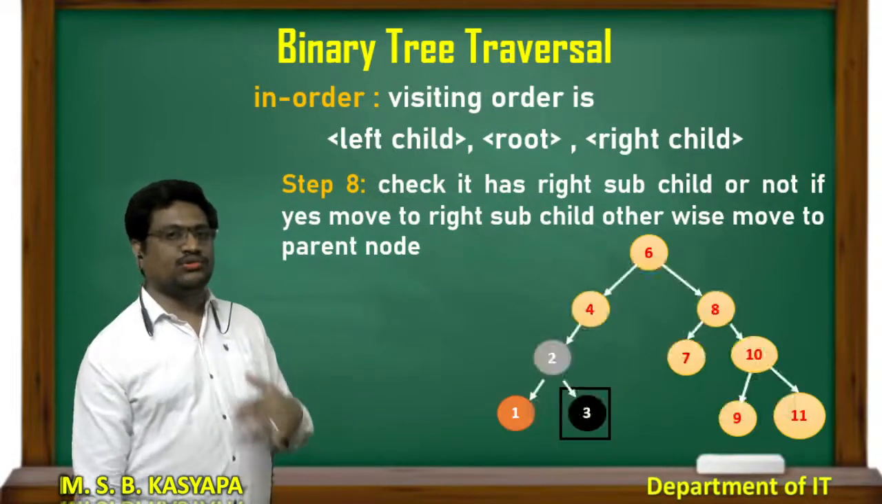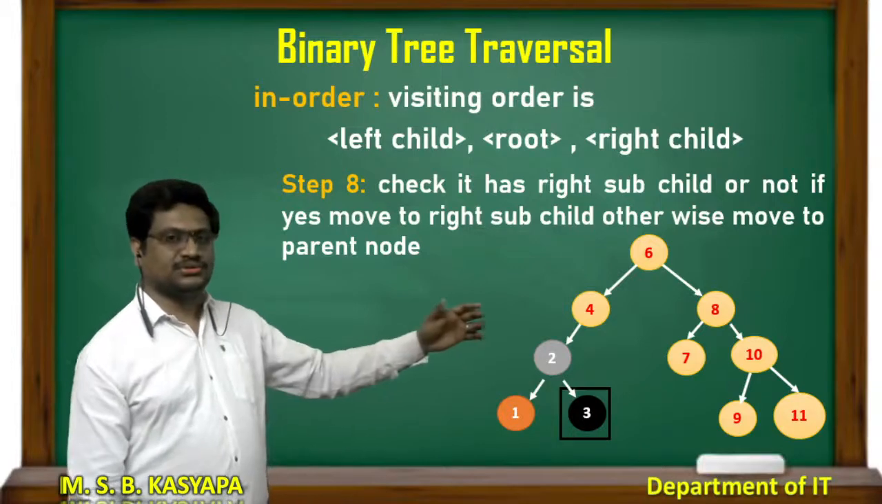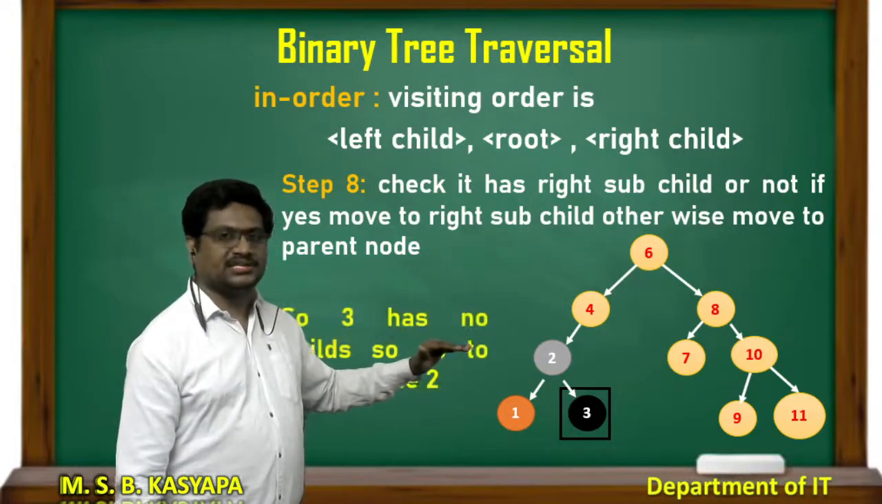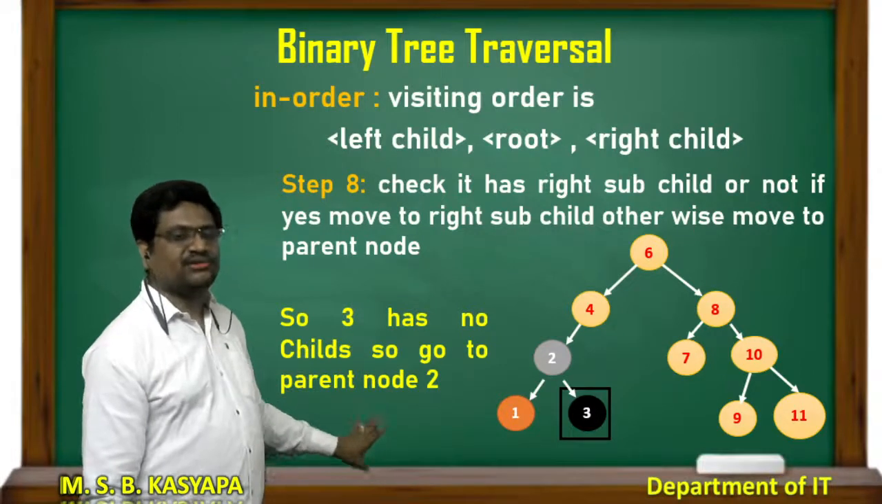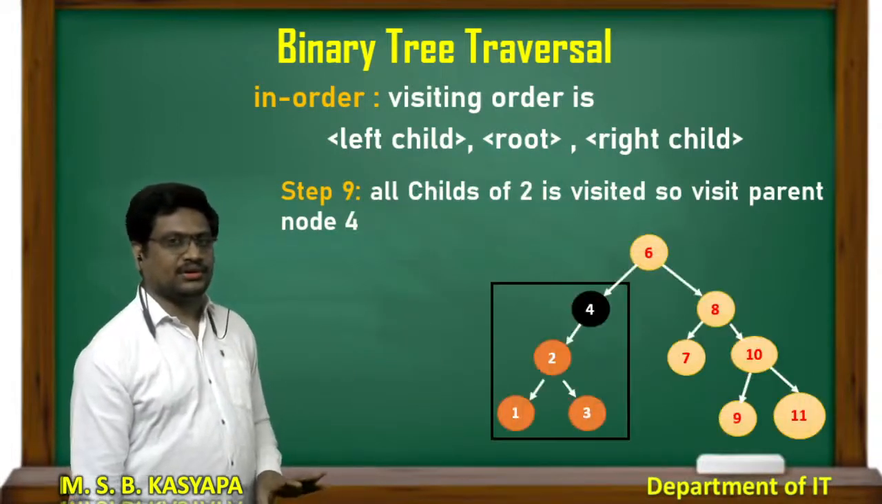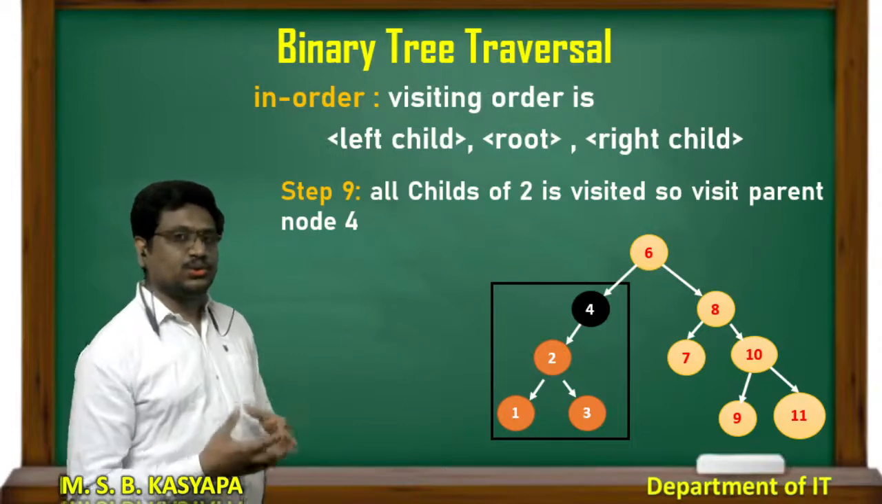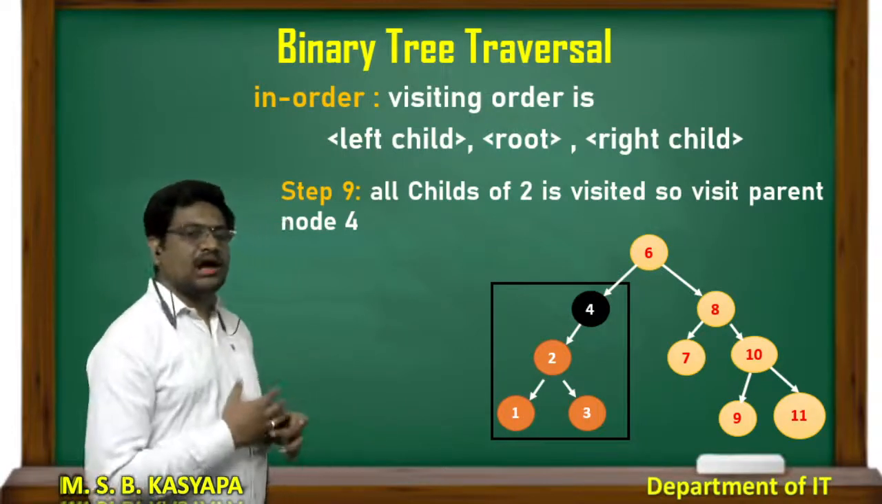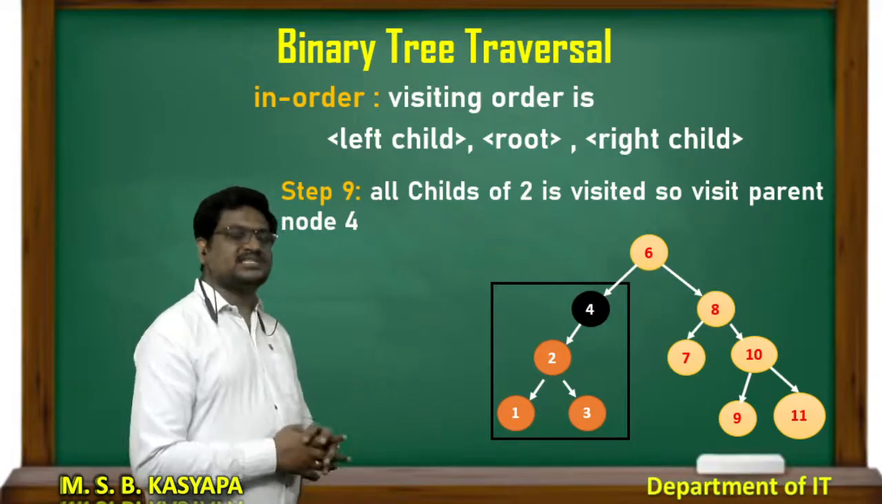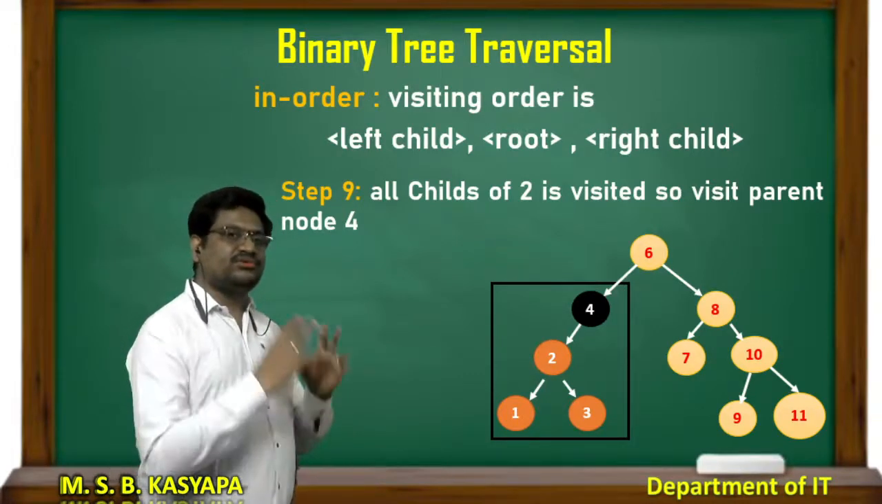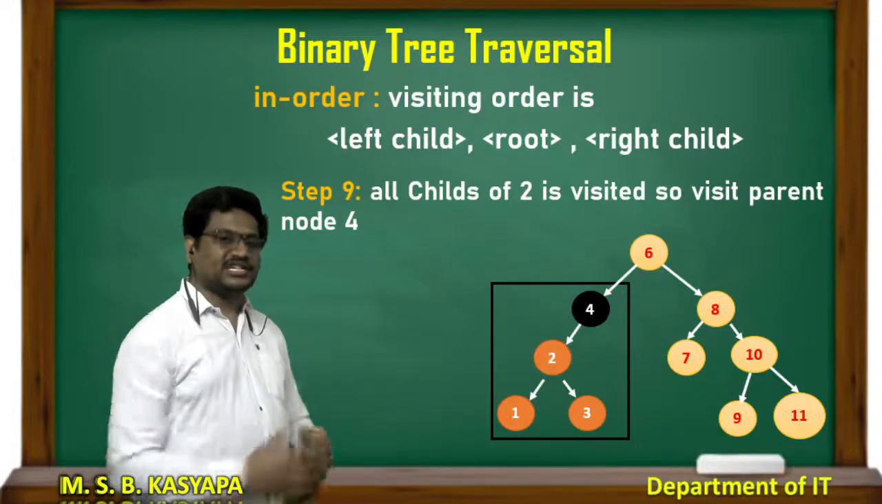So I need to move to the parent node, that is 2. Since 3 has no child, I have to move to the parent node. Now, if you see 2, all its nodes are already visited. On 2's left side, 1 is visited, and on 2's right side, 3 is visited. So I have to move to the top one, that is 4.